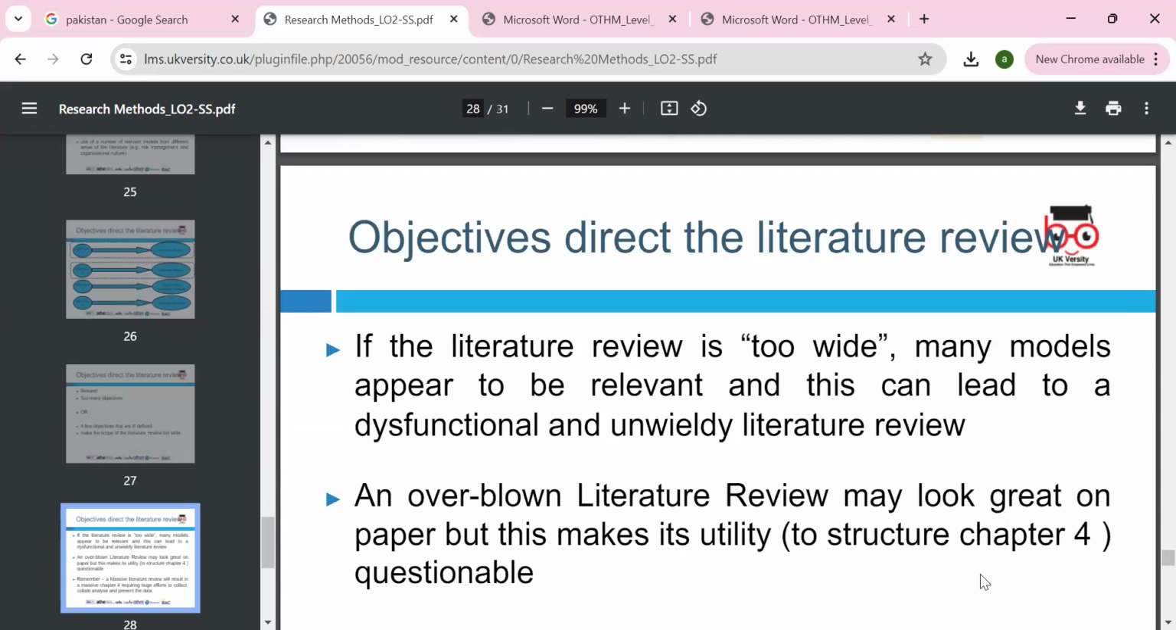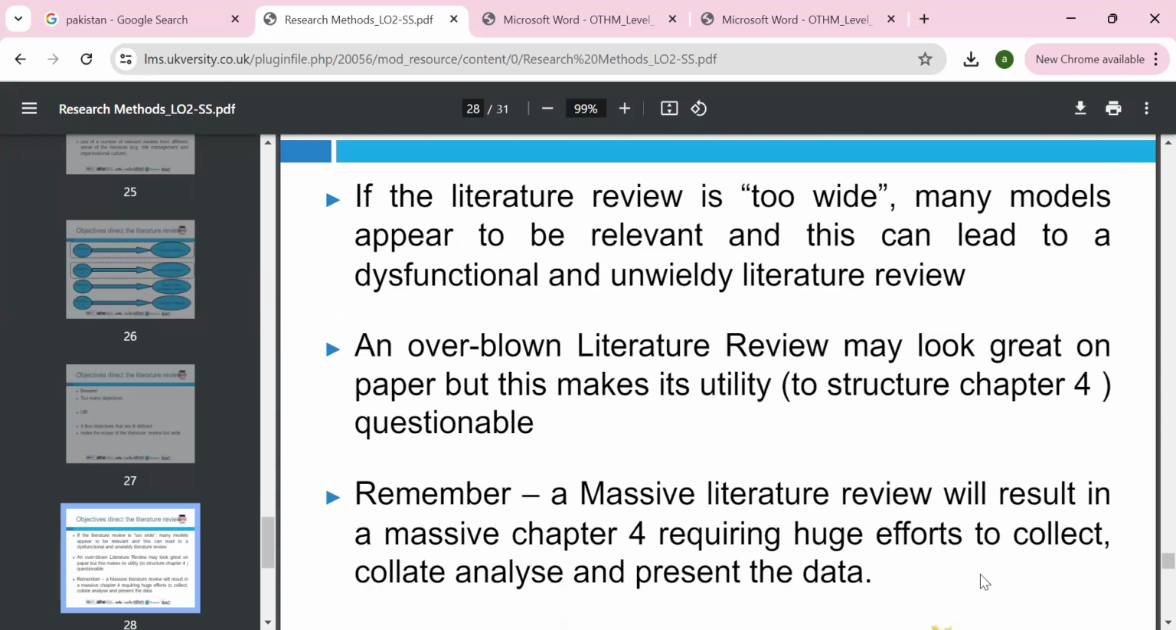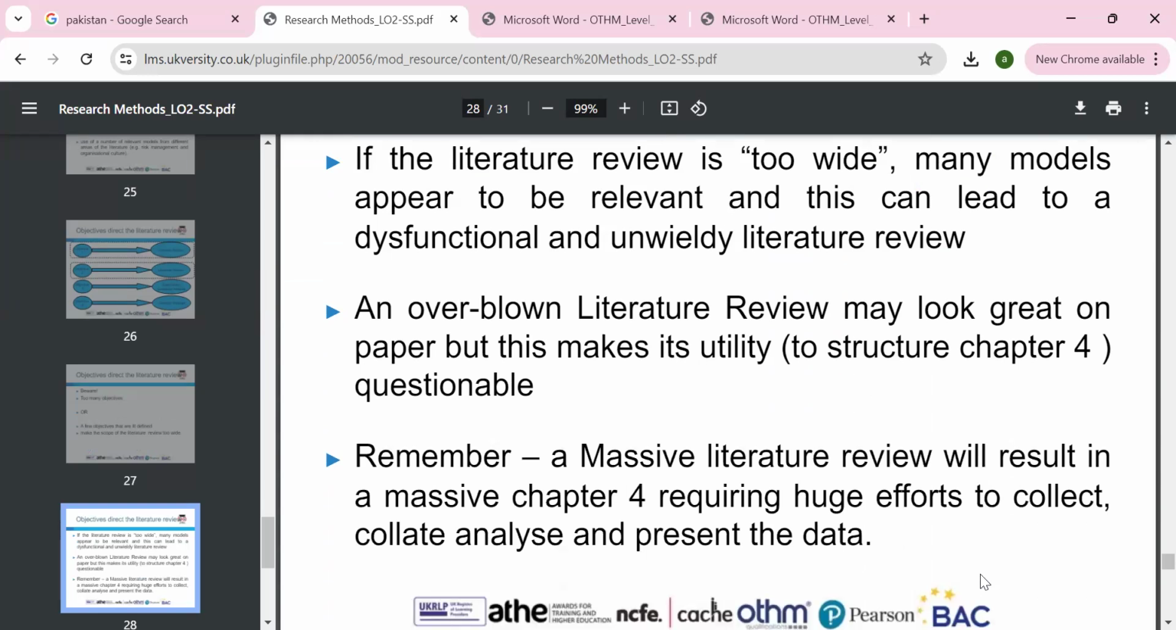If the literature review is too wide, many models appear relevant, which can lead to a dysfunctional, unwieldy review. So use the most popular model. Like if you're looking at the needs of the people, we can look at Maslow's hierarchy of needs: basic needs, social needs, group needs. So if the basic needs are not fulfilled, the other needs can't be fulfilled. So that is very crucial.